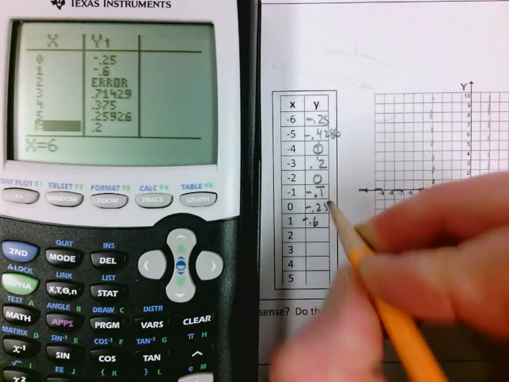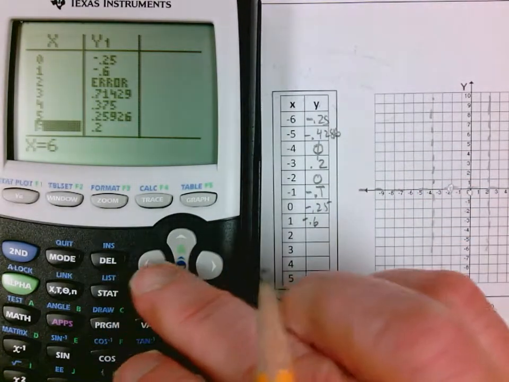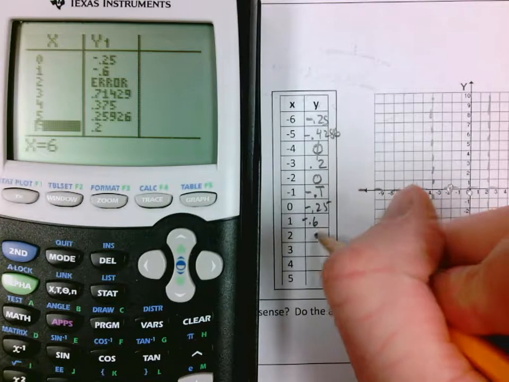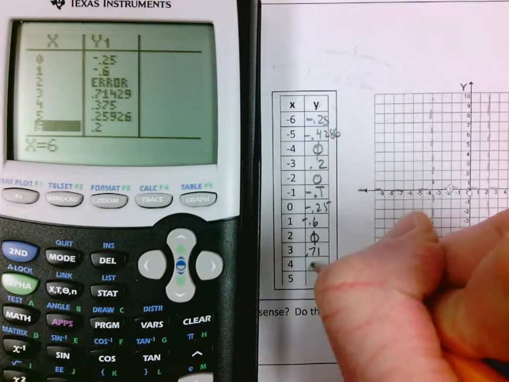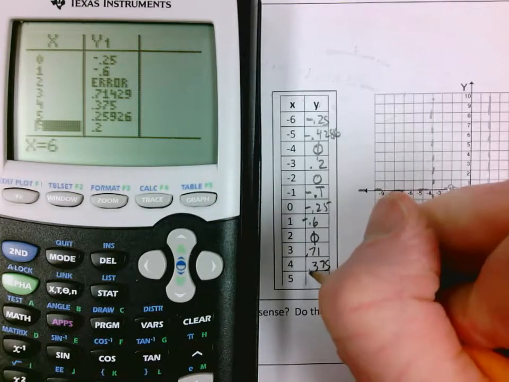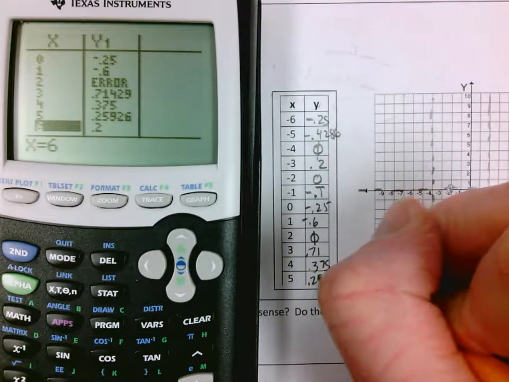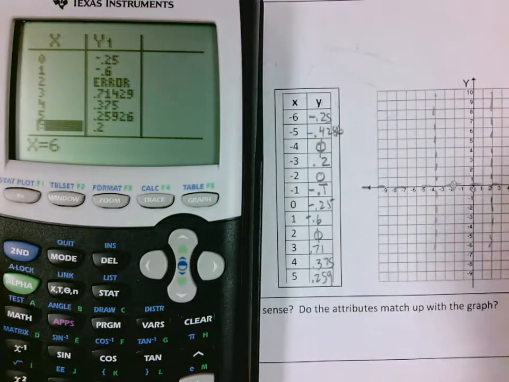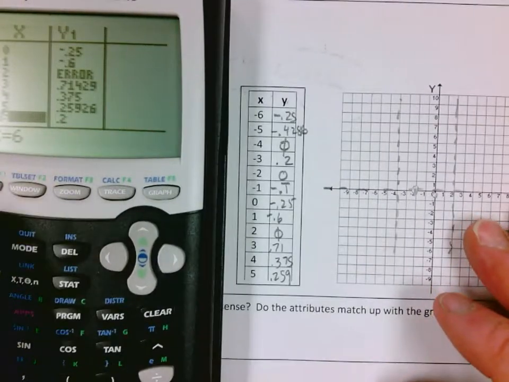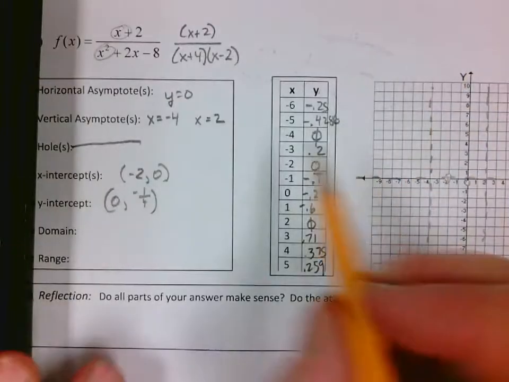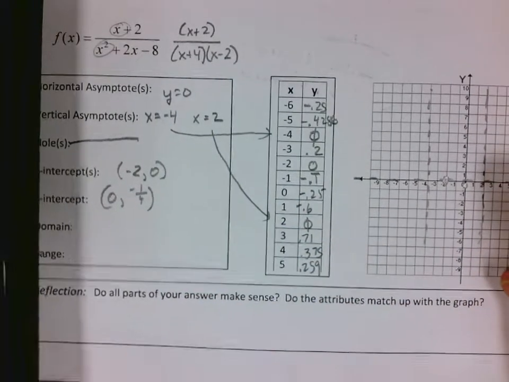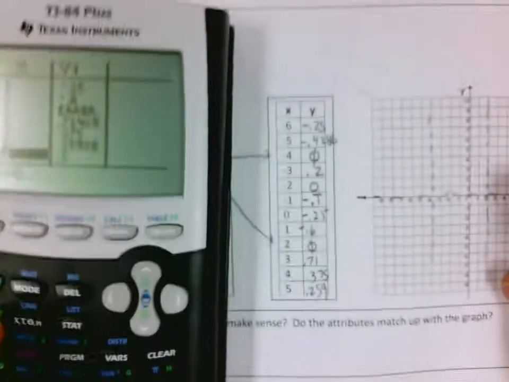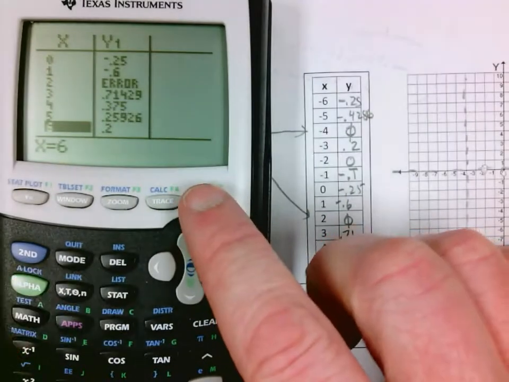Negative 0.6, error, 0.71, 0.375, 0.259. So I have that. My table is now filled out. So I want to see if some things matched up. These should line up. If you had any holes, they would also show up as errors.